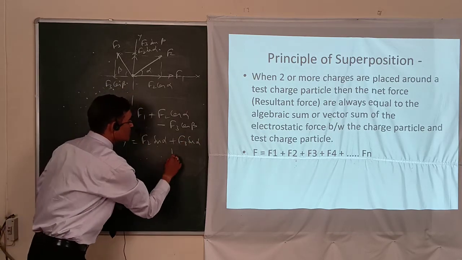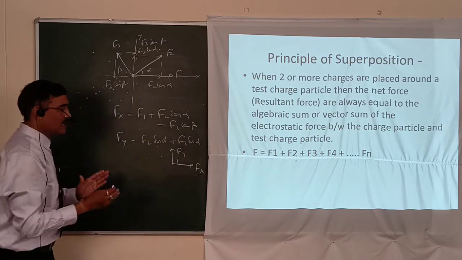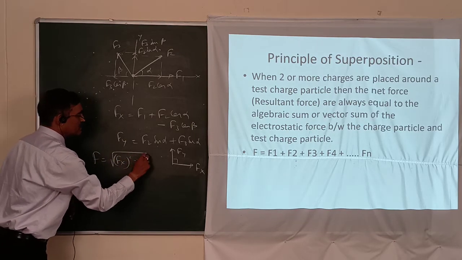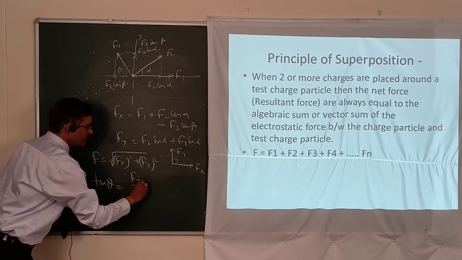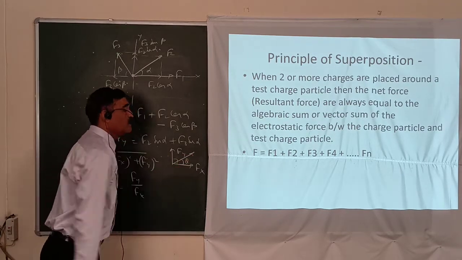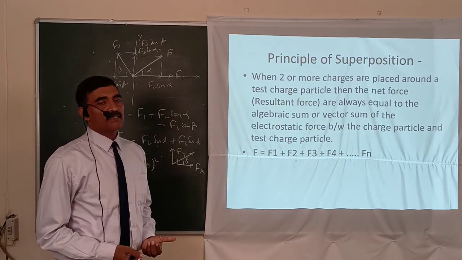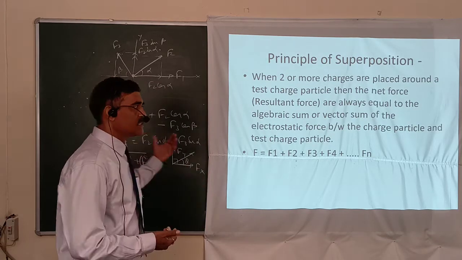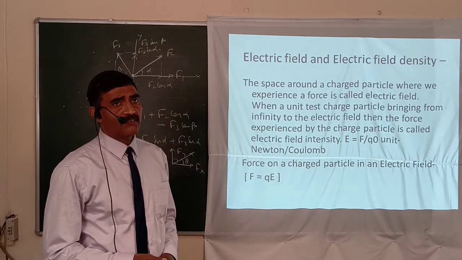Now here we get the two forces which are along Fx and Fy. These are two perpendicular forces, and the resultant of these two will be given by the square root of Fx squared plus Fy squared, and the direction will be given by Fy by Fx, and this theta is the angle made by the resultant from the Fx, right? So in this way we can calculate the resultant force, or any physical quantity which is a vector, we have to use this method. Now we discuss the electric field and electric field intensity.